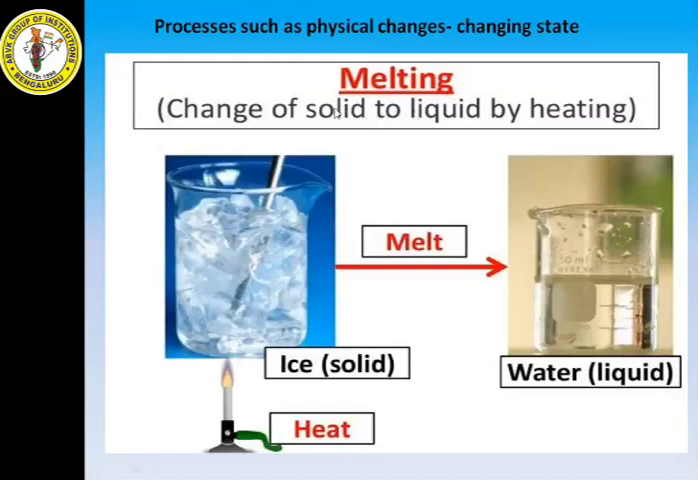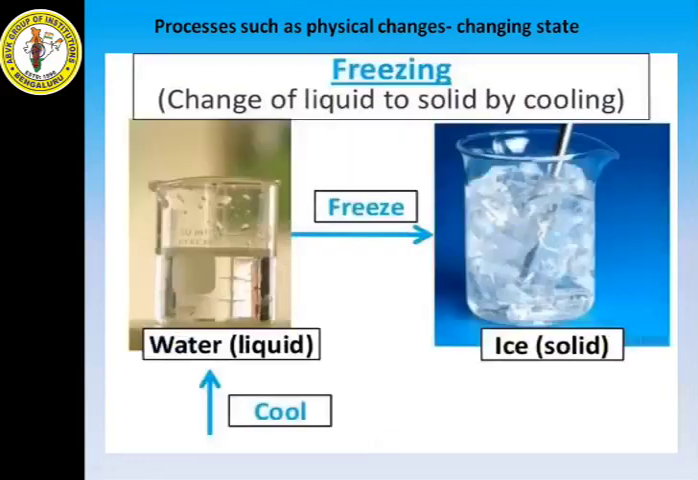Here you can see melting. So what do you mean by melting? So when you heat the ice cubes, it will melt. When ice cubes melt, it will form water. Ice cubes will be in solid form, and when it melts, it will become liquid form. The solid will convert into liquid. Okay, so this is called as melting, change of solid to liquid by heating.